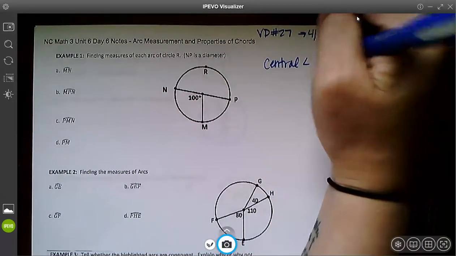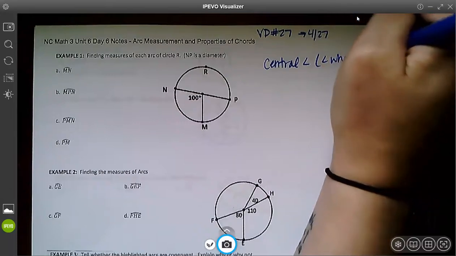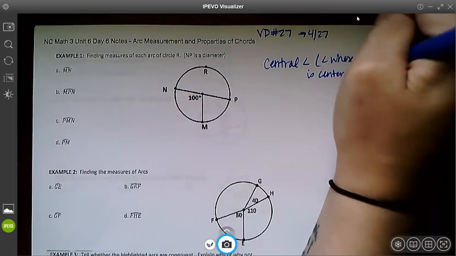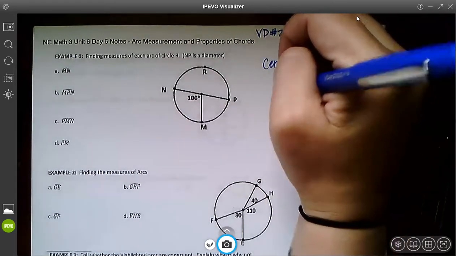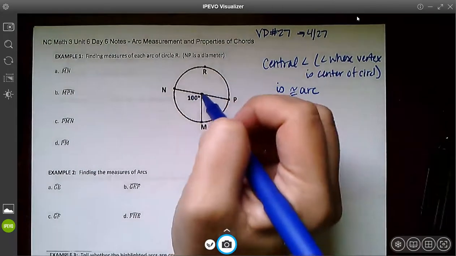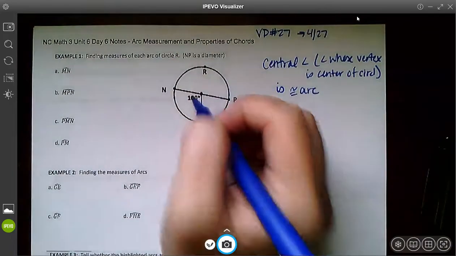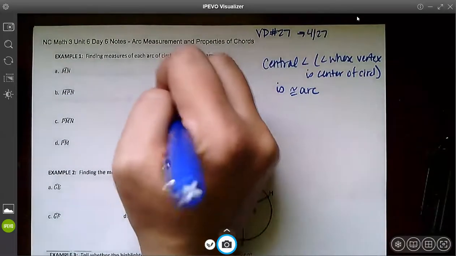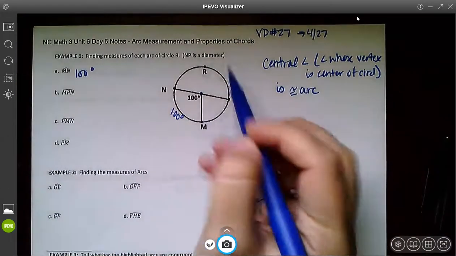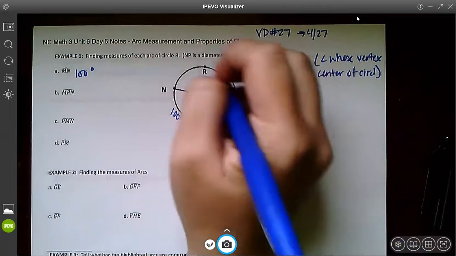Central angle: angle whose vertex is the center of the circle is congruent to the arc. So the arc that it creates, the measure of the arc is the same as the measure of the central angle. So arc MN there, this is a central angle because this is the center. So that is congruent to this arc MN. So that's 100 degrees.